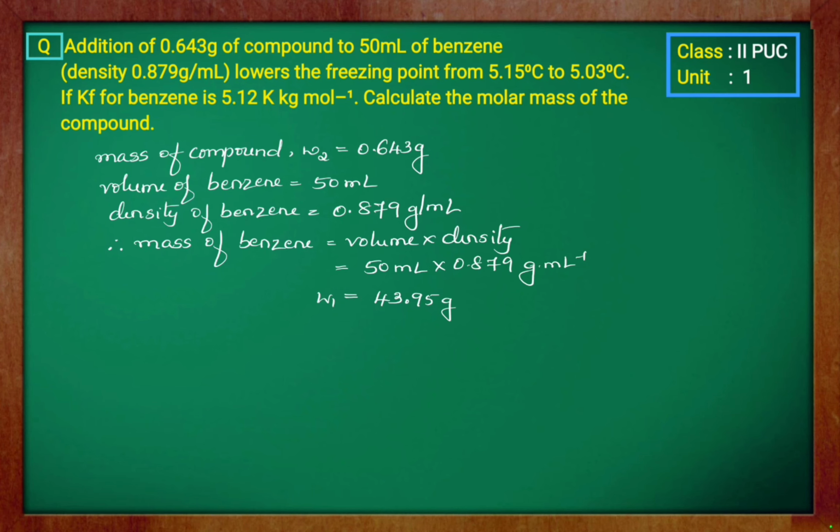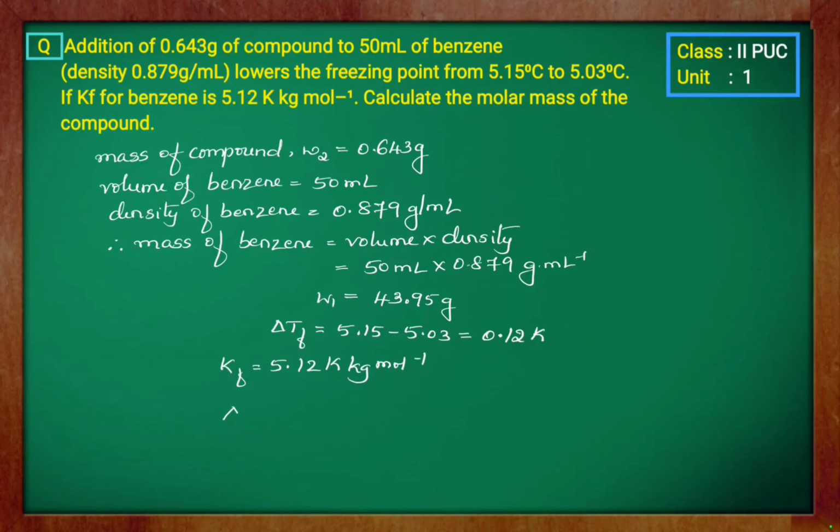They told that the freezing point is lowering from 5.15 degrees centigrade to 5.03 degrees centigrade. So we observe depression in freezing point, which is represented as delta TF, which is equal to 5.15 minus 5.03, which is equal to 0.12. This difference can be written in terms of Kelvin, that is 0.12 Kelvin. Kf value is given, which is 5.12 Kelvin kg per mole.